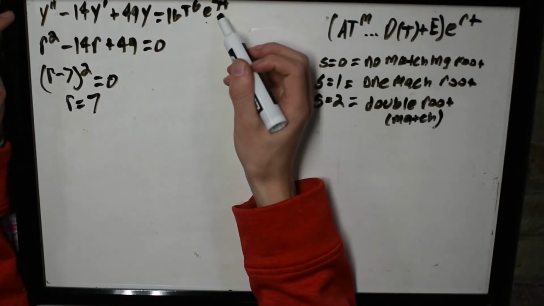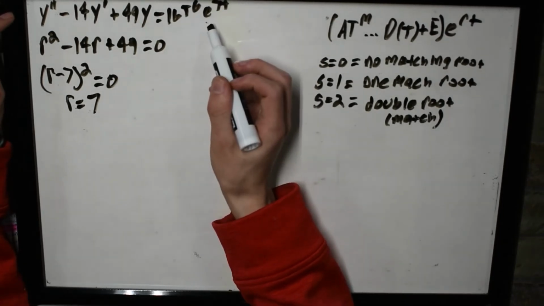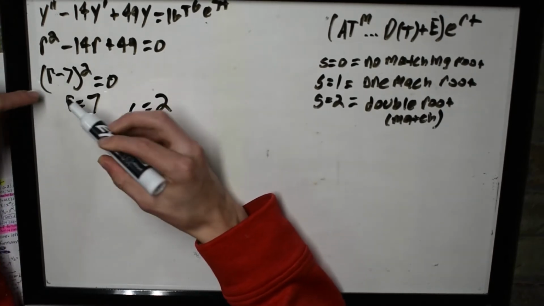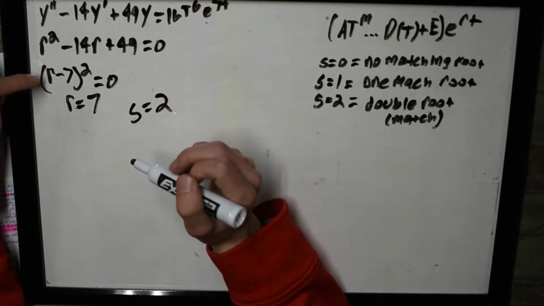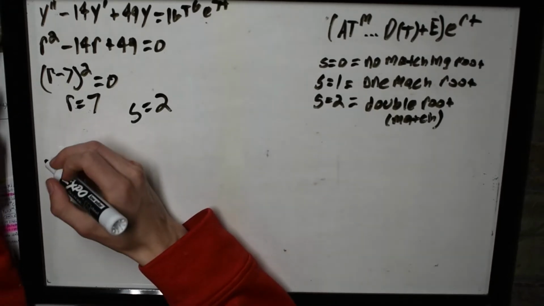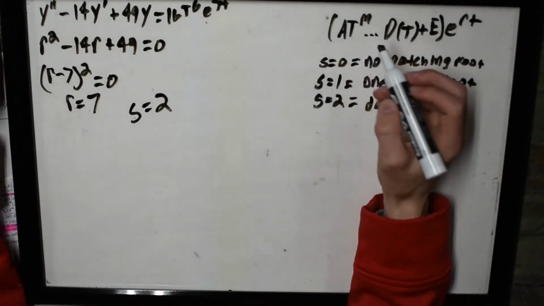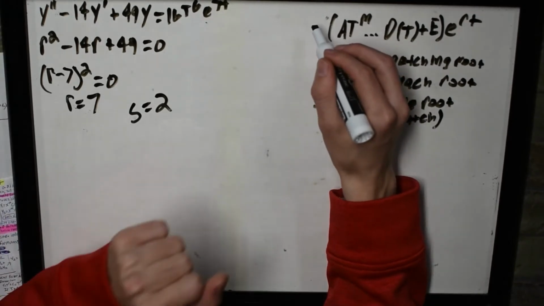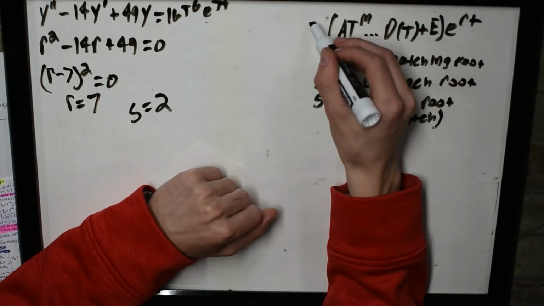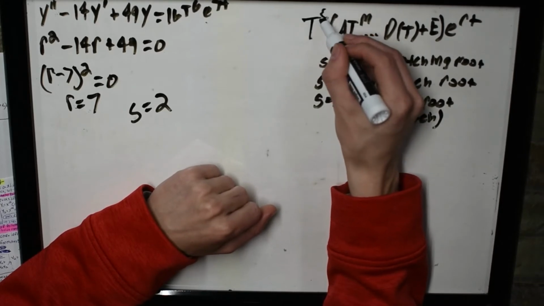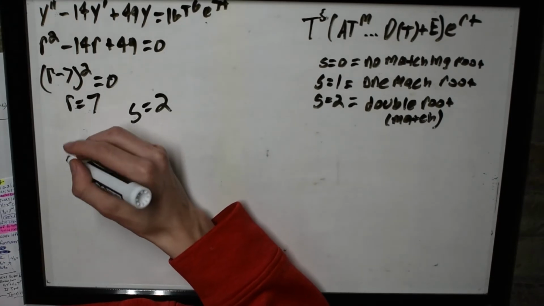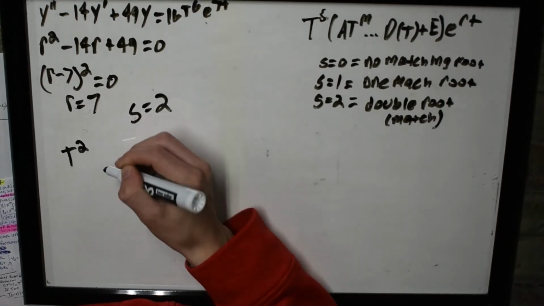7t is 7. So 7 and 7 match. We get s equals 2 because this is a double root. A 7 is our solutions both times. So, plugging into this formula, I accidentally erased the t to the s that should be out in front of here. S is equal to 2. So we have t squared.